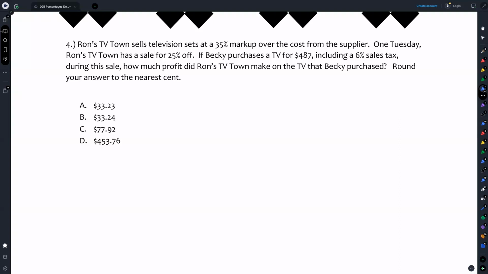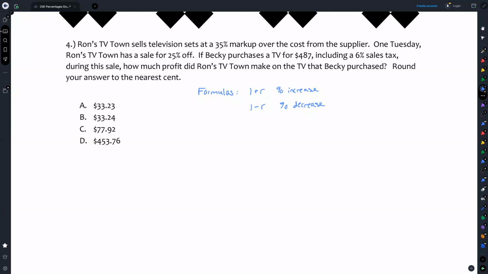For this question, Ron's TV Town is going to sell a TV to Becky, and Becky's going to end up paying $487 for this. And we've been talking about using, if you looked at the last few videos, the formulas 1 plus R for percent increase and 1 minus R for the percent decrease.